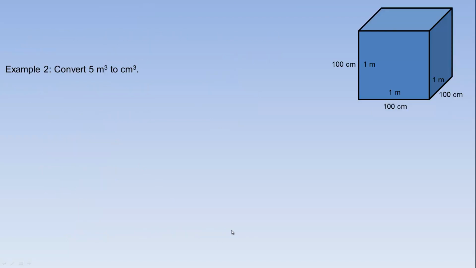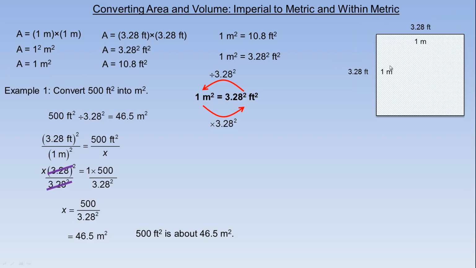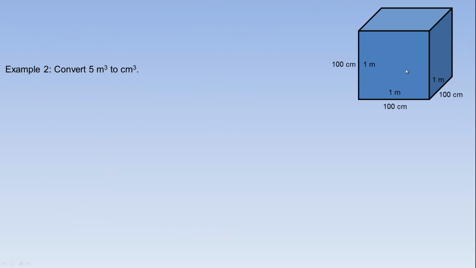So here's a volume calculation. I just did an area one; this is a volume one. Volume is a three-dimensional object. Remember back here, this is just two-dimensional, length and width only: area. Volume is a three-dimensional object.